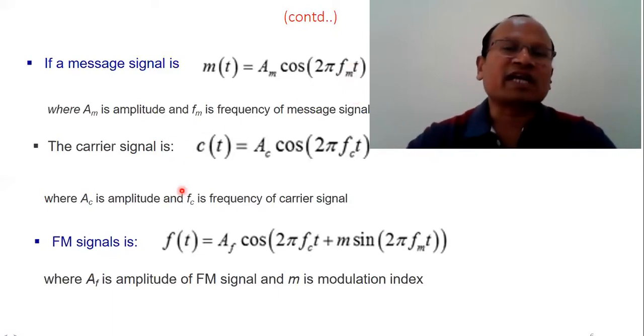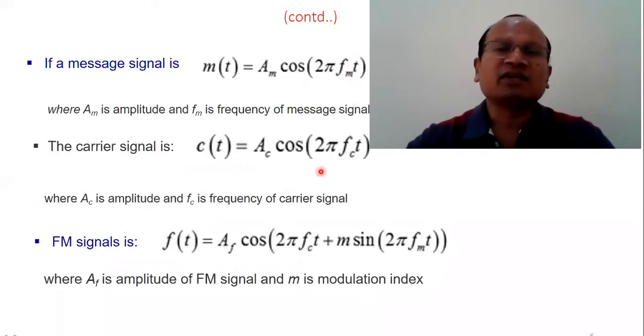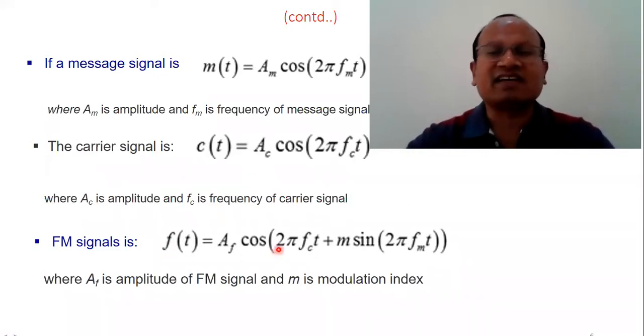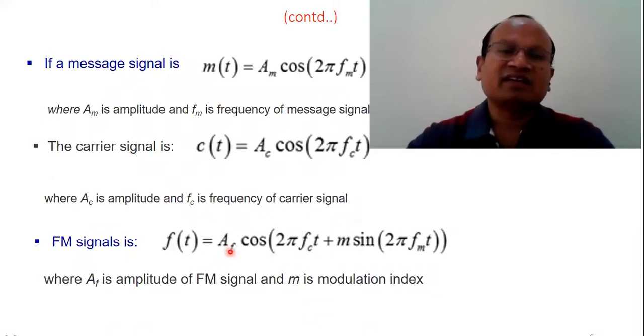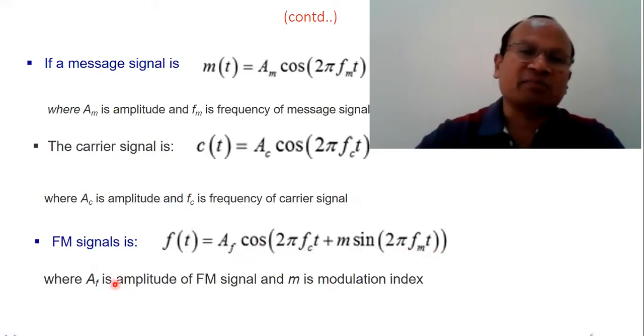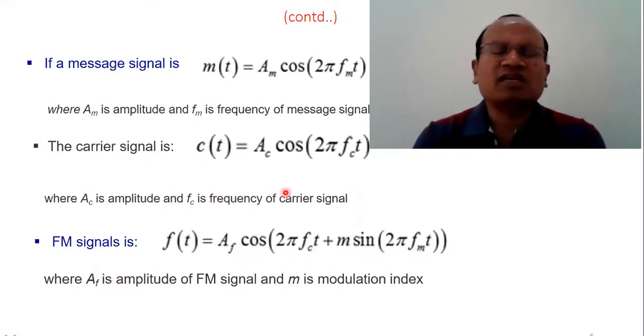Let's denote the carrier by c(t), which is written as Ac cos 2πfct. Similarly, fc is the carrier frequency and Ac is the amplitude of the carrier signal. So what is the expression of the FM signal? Can you see here? The FM signal is written as Af cos(2πfct + m sin 2πfmt), where Af is the amplitude, of course. This is actually the FM signal.